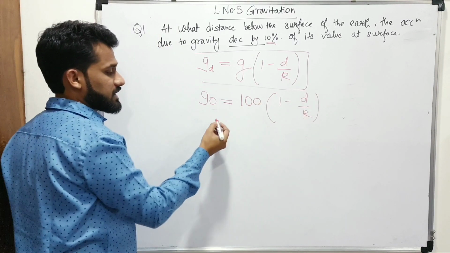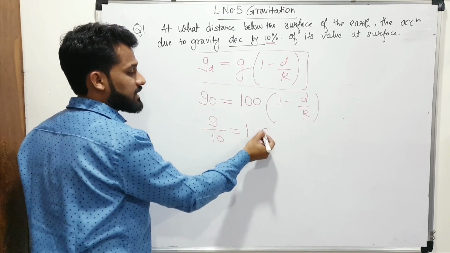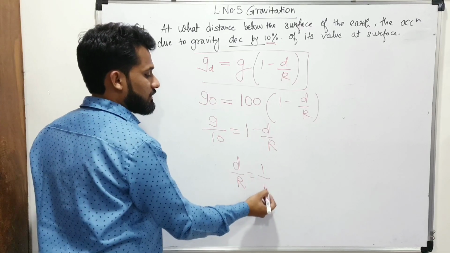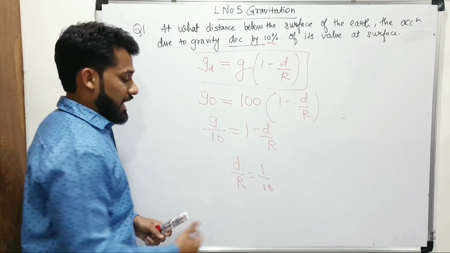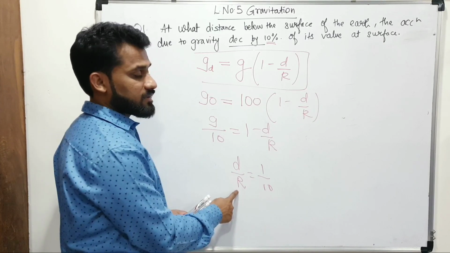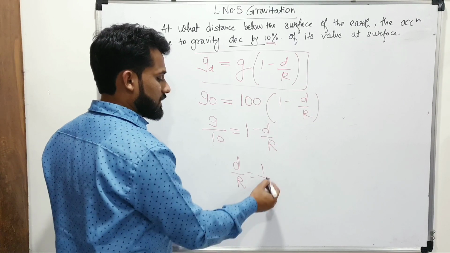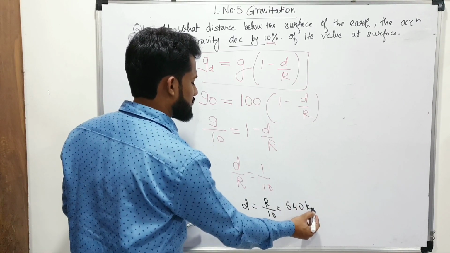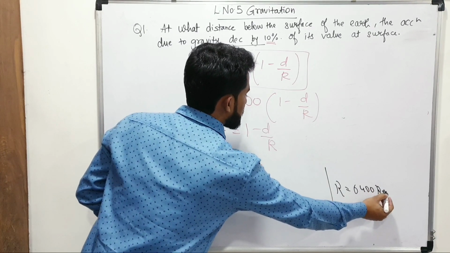And if you solve this now, 90 by 100 is 9 by 10, which is 1 minus d by R. So solving this, d by R will be 1 by 10, that is 1 minus 9 by 10. And as we know that the radius of Earth is 6400 kilometers, on cross multiplying, the depth will be R by 10, that is equal to 640 kilometers, because the radius of Earth is 6400 kilometers.